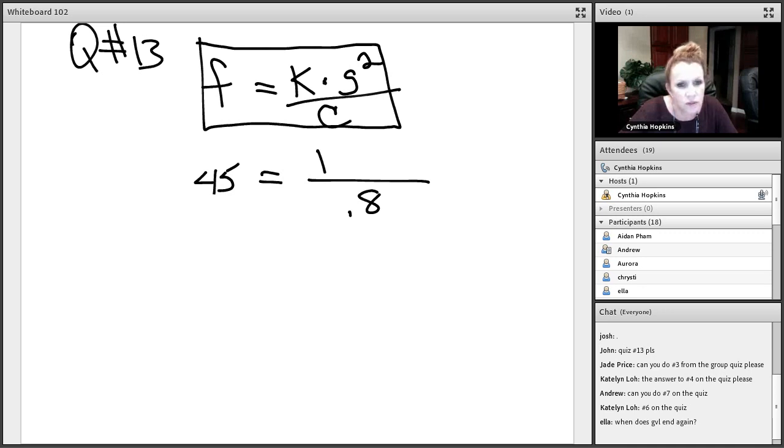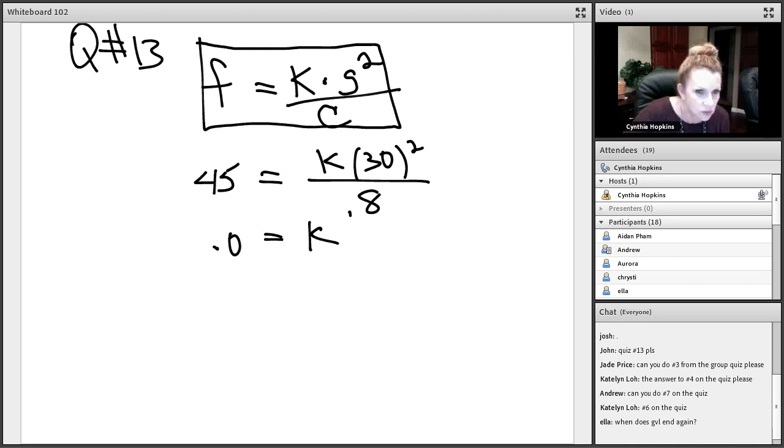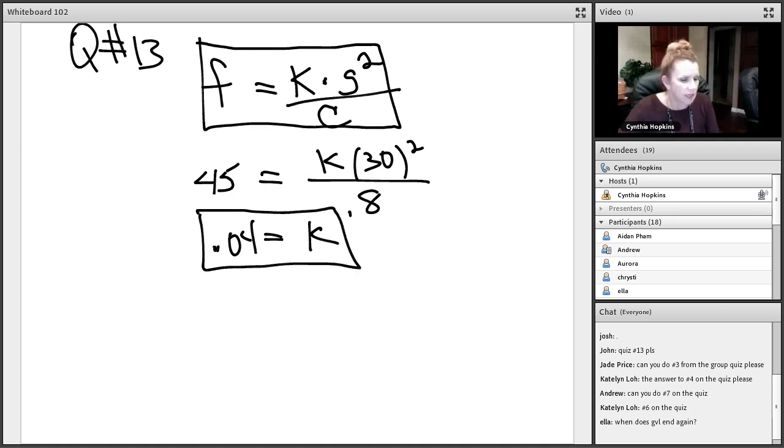This is when your speed is 30 miles per hour, so I have K times 30, which is what gets squared. I use my calculator: I take 45, multiply it by 0.8, and then divide it by 30 squared, which is 900. When you do all of that, you get K equals 0.04. And that is exact. If it was not exact, then we would write the exact answer, but this is a terminating decimal. So there's my answer, and let me write my particular equation.